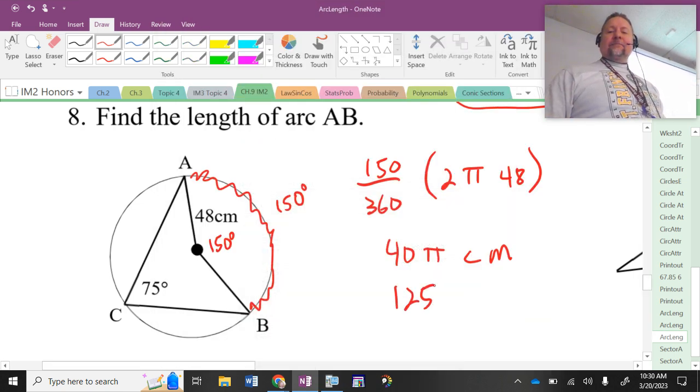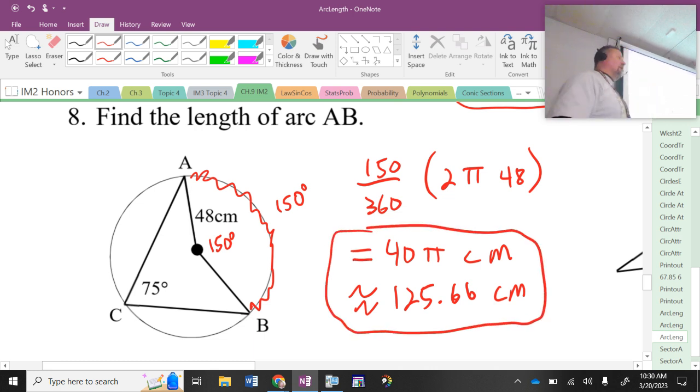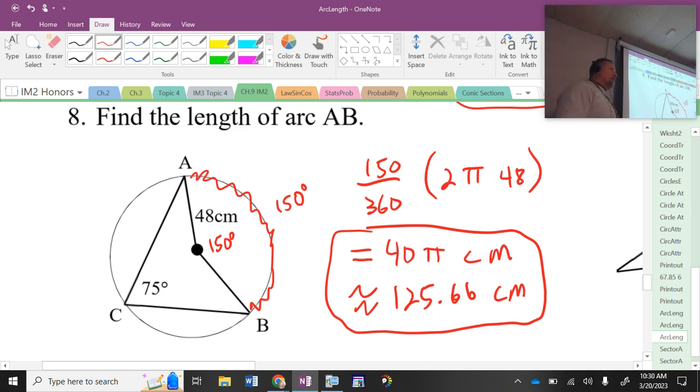125.66. Notice the pi disappears because I've actually incorporated it into this. Equals, exact, approximate once you hit the pi button.